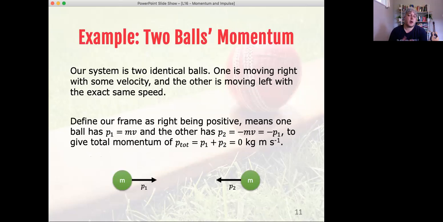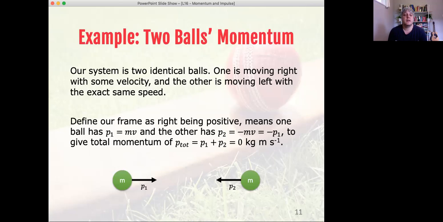Just as a quick example to hopefully really drill this home, two identical balls, one moving right with some velocity, the other moving left with the exact same speed. Right? So it's got the equal and opposite velocity, same speed, opposite direction. If we define our frame of reference as being right positive, then ball 1 has momentum mv, and ball 2 has momentum negative mv, because v is the speed of our first ball, negative v must be the speed of our second ball.